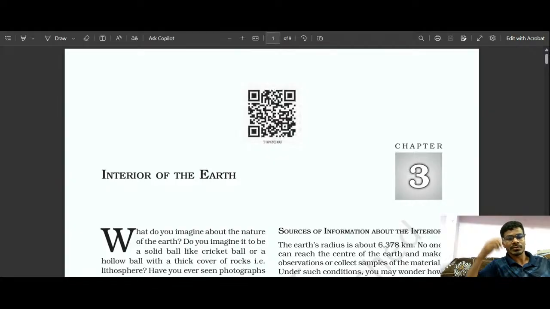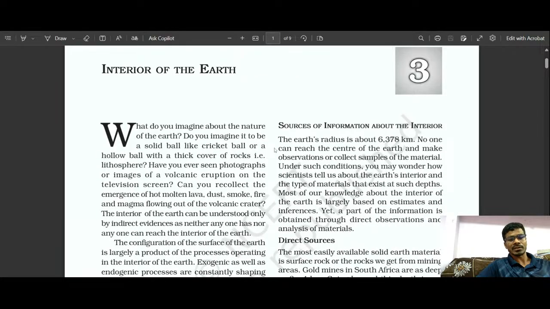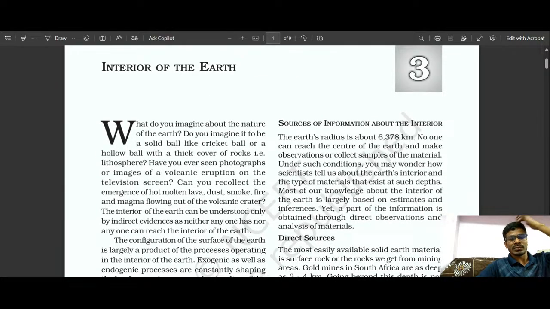Now in this video, we'll learn about the third chapter of the NCERT book of Fundamentals of Physical Geography. This is the 11th class Geography NCERT book, and as you can see, the chapter name is Interior of the Earth. So without further ado, let's begin.